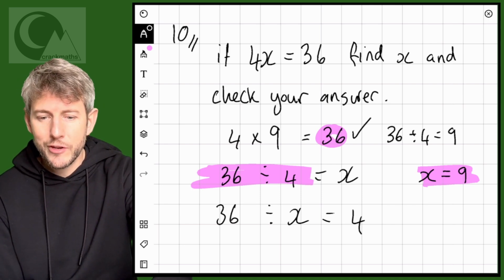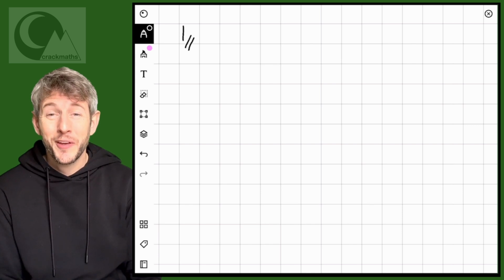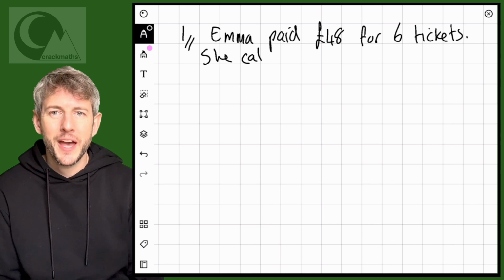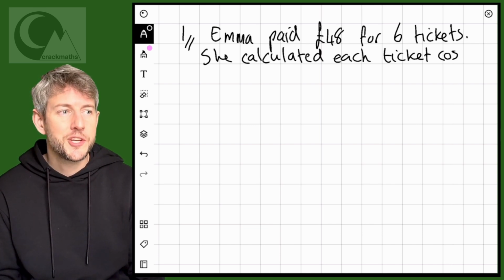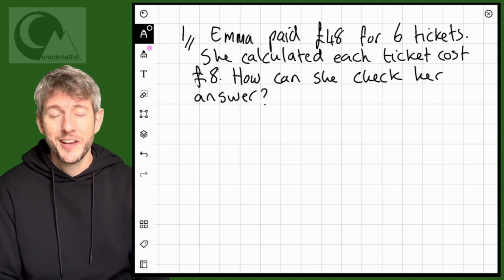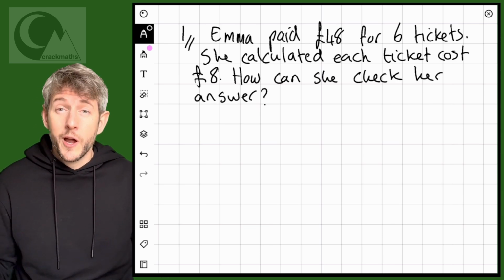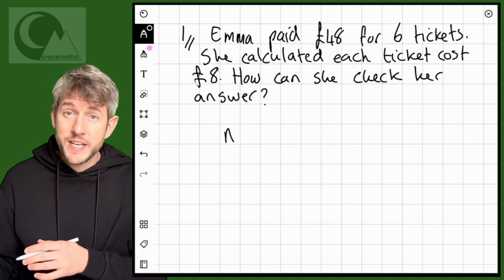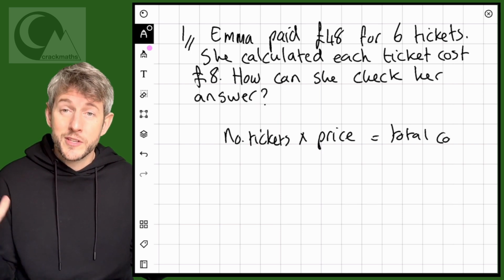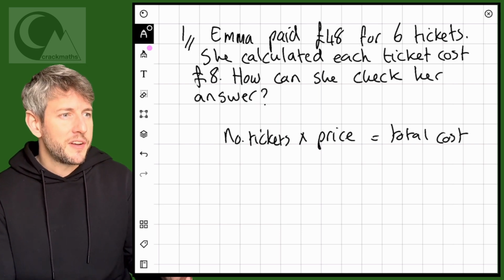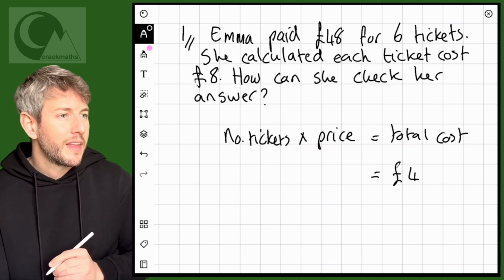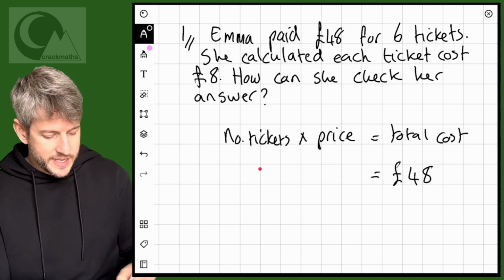Okay, let's now have a look at some of the scenario questions. Okay, so here we go. We've got question 1 from the scenario questions. And question 1 says, Emma paid £48 for 6 tickets. She calculated each ticket cost £8. How can she check her answer? Okay, right. So what we know is that in this scenario, the number of tickets times the price will equal the total that she paid. Now from the question, I can see that the total cost was £48, and the number of tickets that she bought was 6.